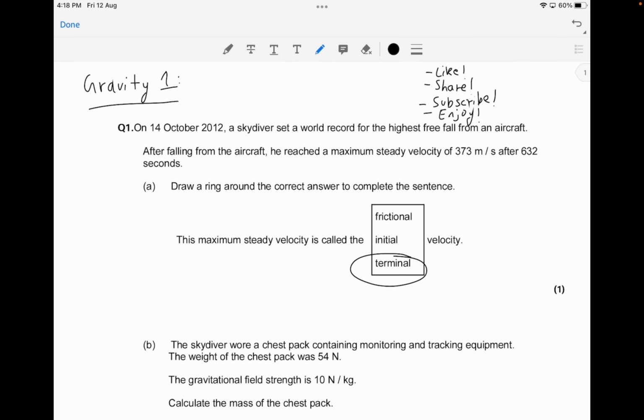So terminal velocity means that the drag is equivalent to the weight. Similar to when a parachutist is falling from the sky, his drag, which is the air resistance, is equal to the weight, which is caused by gravity. So that's what terminal velocity means. All right, let's move on to the next question.